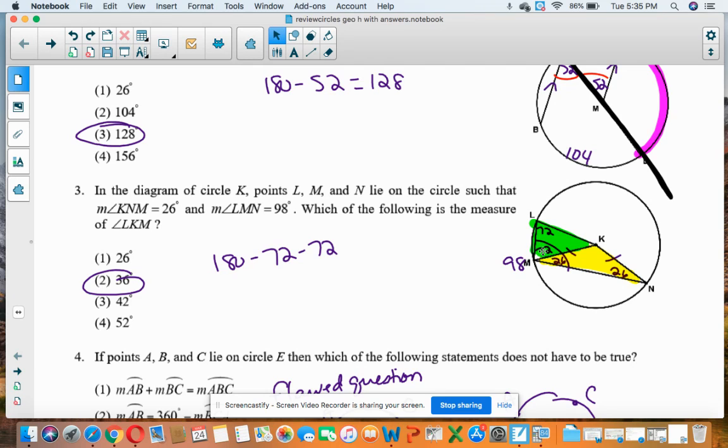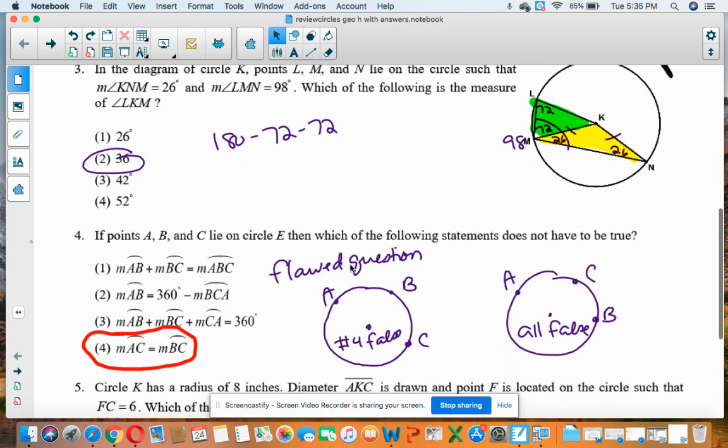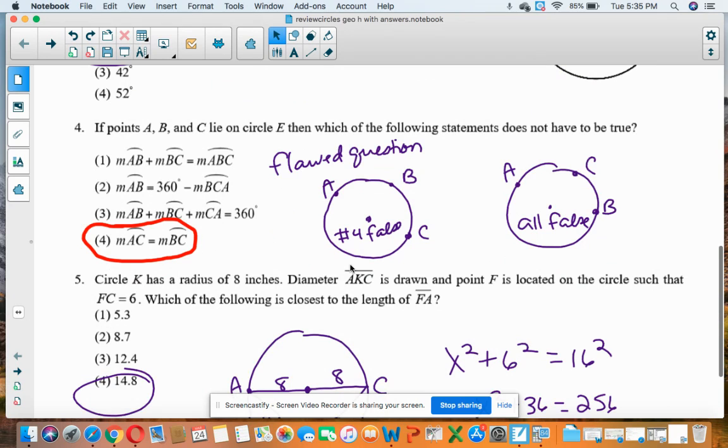And once I know this is 72, then I know that's 72 because this green triangle is also an isosceles triangle. These are both radiuses. And the angles of a triangle add up to 180, which is why I did 180 minus 72 minus 72. The nice thing about these videos is that you can stop me, you can rewind it if there's something that you missed. All right, so take your time and go through this however you would like to. I wrote for question 4 is technically a flawed question.